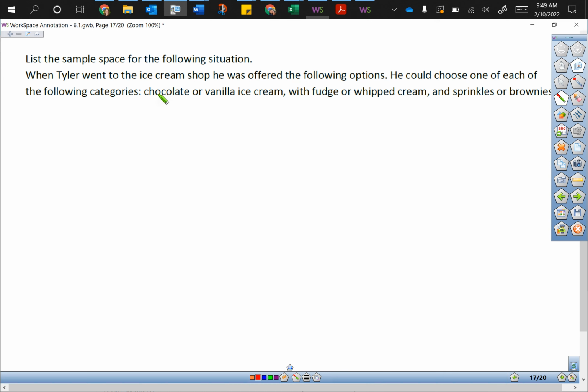one of each category. So here's my first category, which is ice cream. Second category, which is fudge or whipped cream. And third category, which is sprinkles or brownies. So the first thing I'm going to do is give these a variable. So what would be a good variable for chocolate?